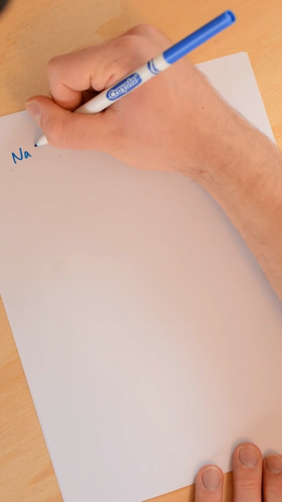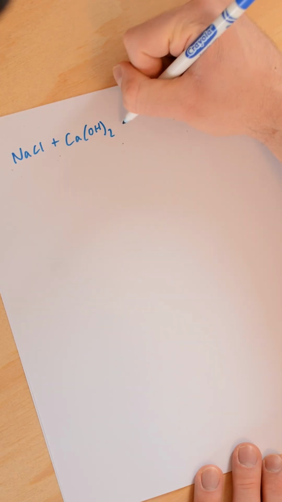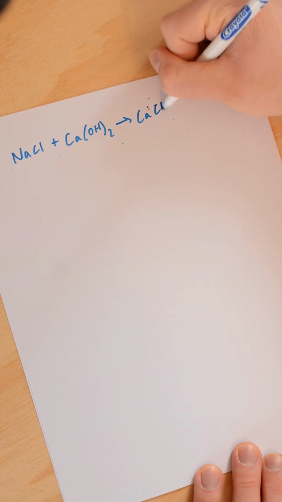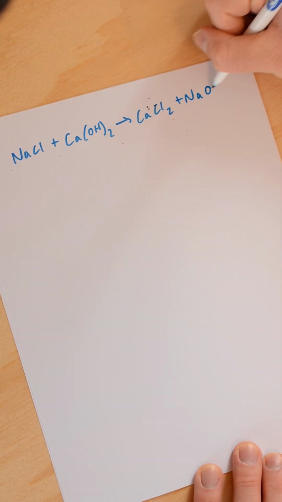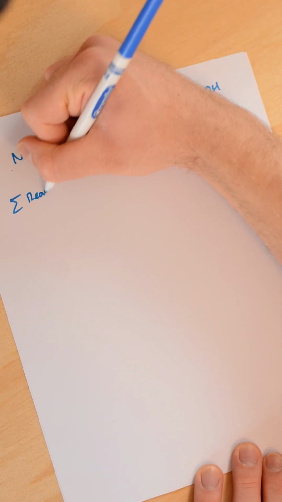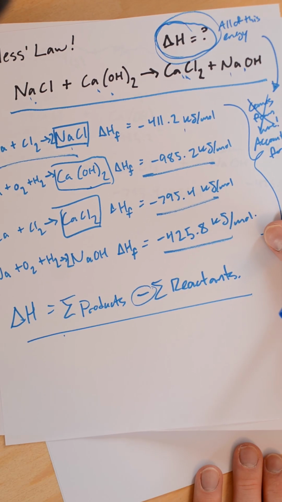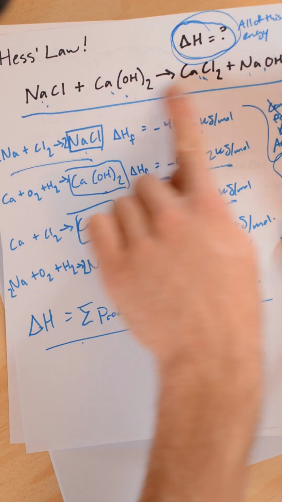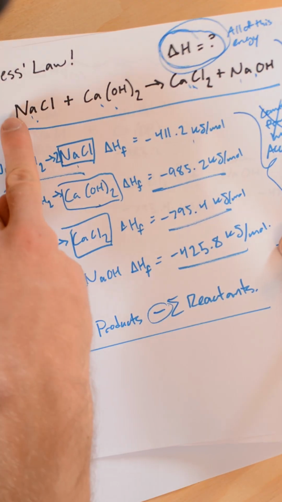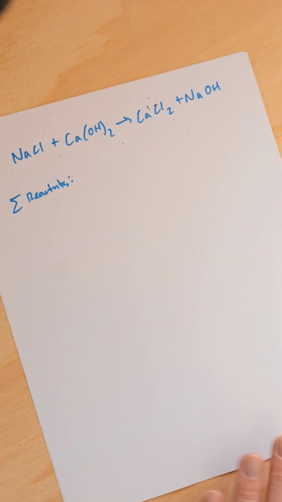So our reaction has NaCl plus Ca(OH)2, CaCl2 plus NaOH. So if I want to sum the reactants, what I'm going to sum, and we know that these are molar enthalpies that we were looking at, so we need to know how many moles are present in the reaction we're considering. This one's pretty easy. All these coefficients are 1 when we see that it's balanced. Oh, it's not balanced. Let's balance it first.